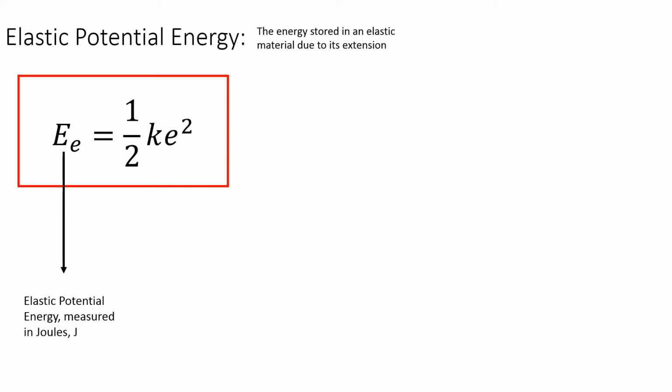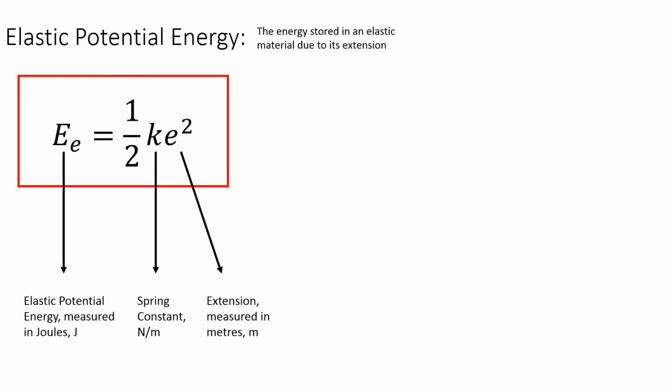E obviously is the elastic potential energy measured in joules. K is the spring constant, and that's measured in newtons per meter. We're going to talk about that a little bit more later on. e is the extension, and that's measured in meters.